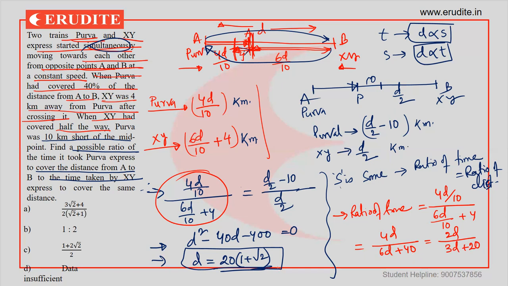Okay, so if you put the values of D, then what do you get? If you put the value of D, it will be 40 into 1 plus root 2, and this is 3D, which will be 60 into 1 plus root 2 plus 20. Okay, so if you do the calculations, finally it will be a simple expression, that is 4 plus 3 root 2 divided by 2 into 1 plus root 2. Simple addition, and then you just subtract and divide by 20. So it will be option A straight away.